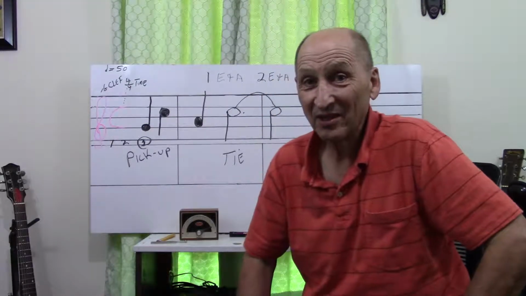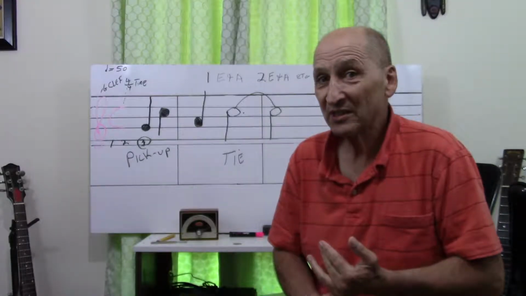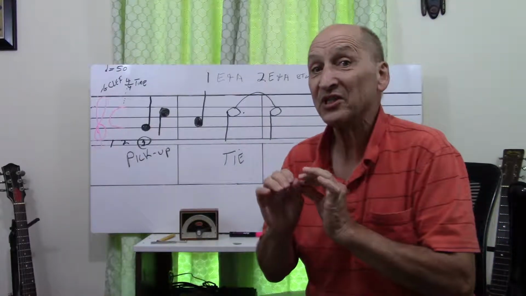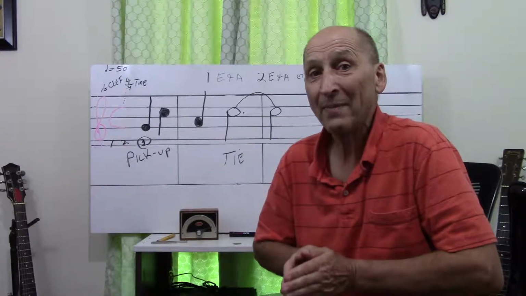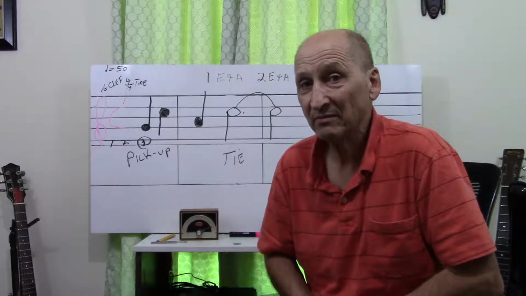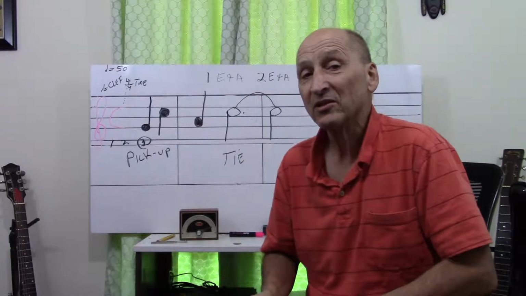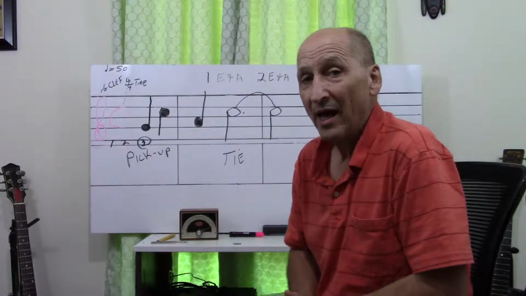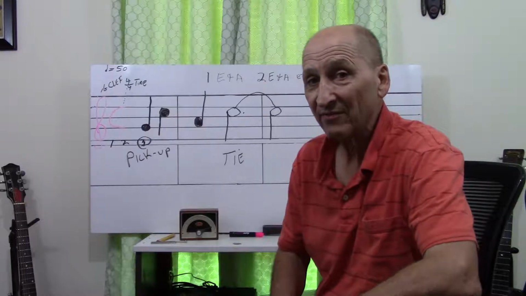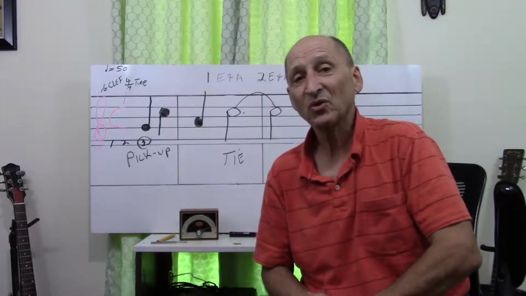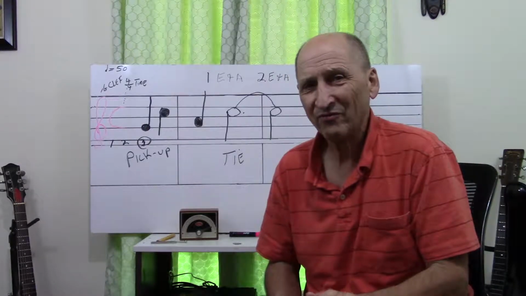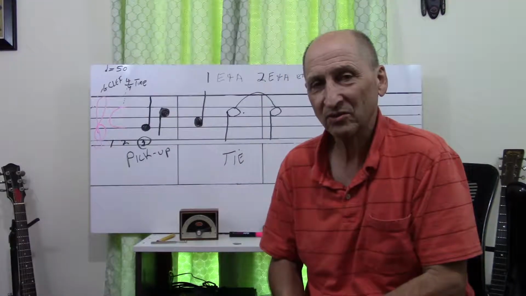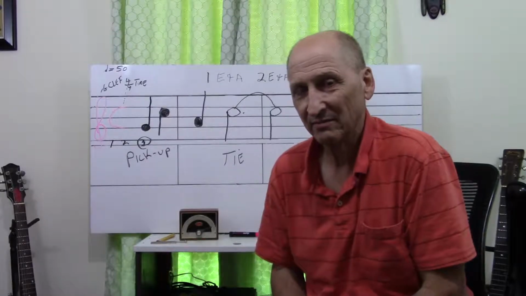Today we're going to talk about pickup notes and we're going to talk about the tie. All right, first things first, go to page 12 in your Mel Bay book. Look at the bottom of the book and you'll see on the bottom left-hand side a song called Red River Valley. Look at that very first measure and you'll see there are 2 quarter notes in it.